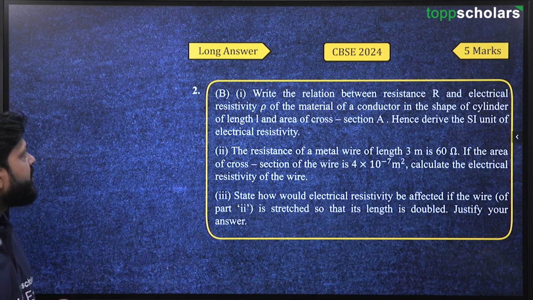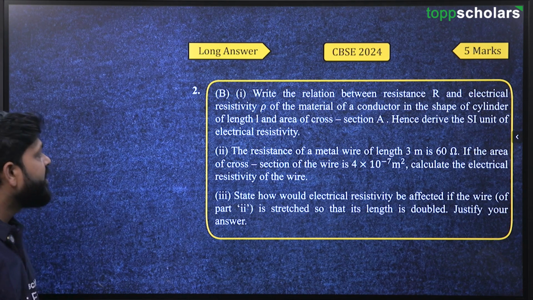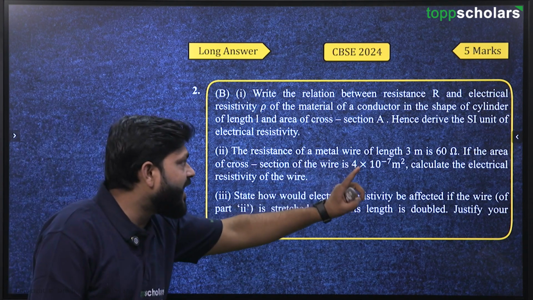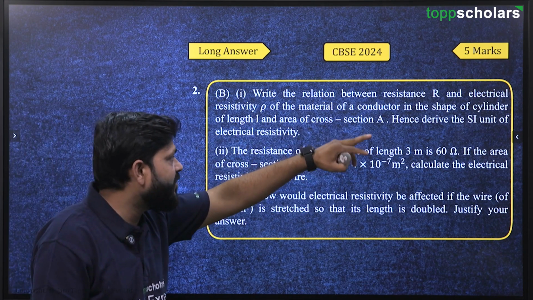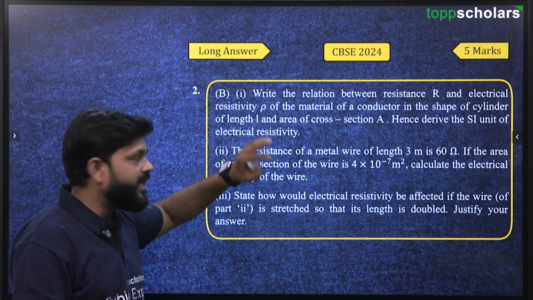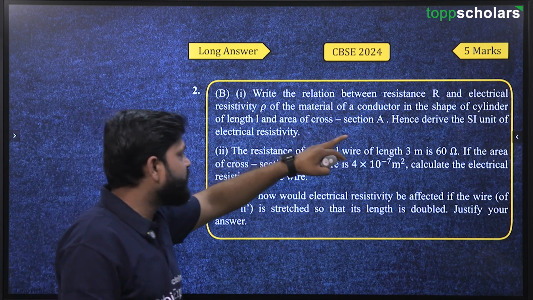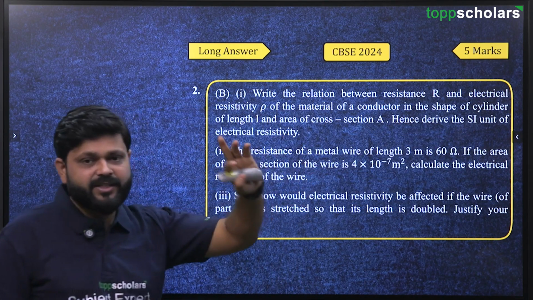See guys, this is a long answer question. It is of 5 marks. So in this question, what has been asked? Write the relation between the resistance R and electrical resistivity rho of the material of a conductor in the shape of a cylinder of length L, not 1 but L, right? And the area of cross section is A. Hence derive the SI unit of the electrical resistivity. This is a very easy question.